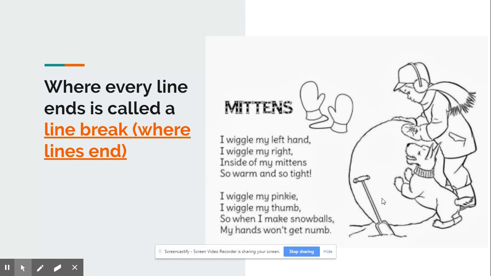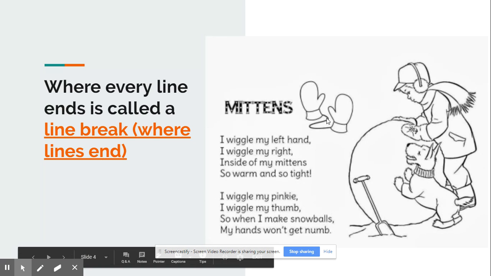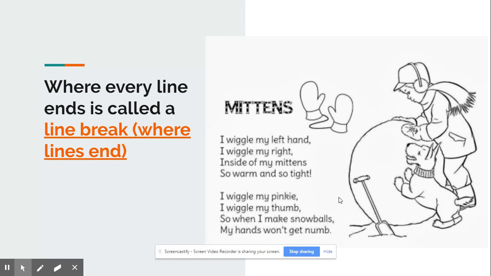Where every line ends is called a line break. So all these spots in here where they end is where the line breaks.